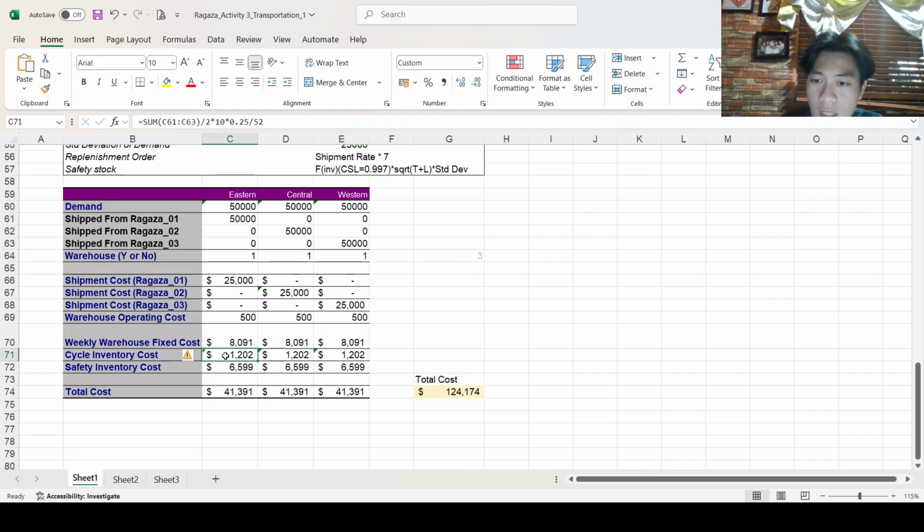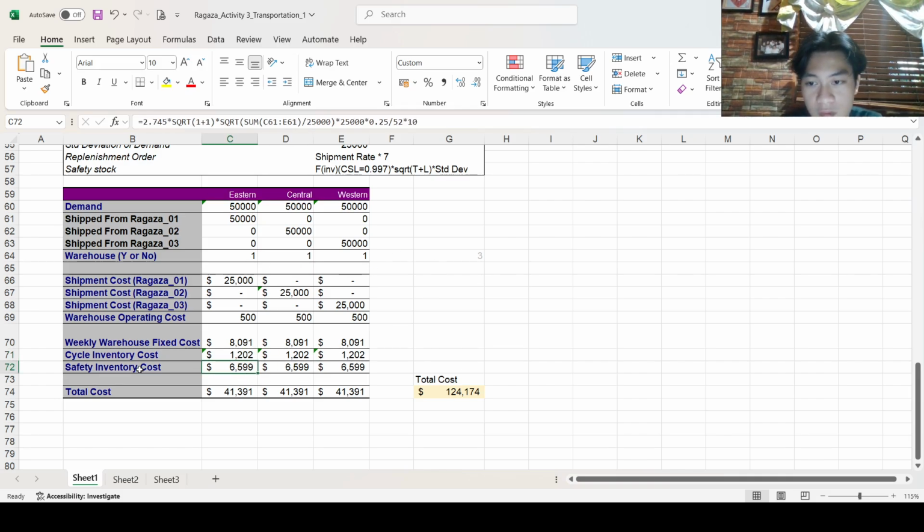And moving on to the cycle inventory is by getting all the sum divided by 2 times 10 times 0.95 again, and then divided by the total weeks in a year to arrive at 1,202 from each of the specific regions.